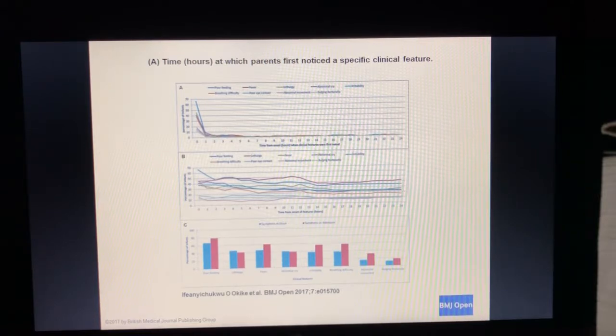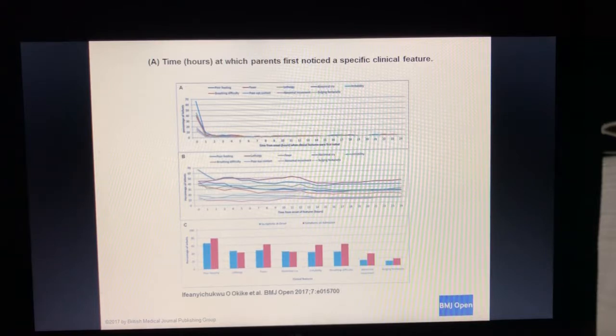The bottom bar graph shows in blue the percentage of infants who had those clinical features at onset, and in red those features that were present at admission. And there's a slight increase in poor feeding, slight increase in fever, irritability and breathing difficulties, as well as abnormal movement and bulging fontanelle, but really not very much. So most of these features were there at onset.